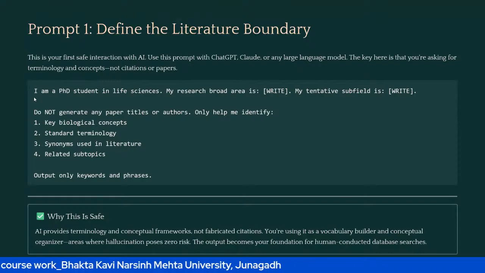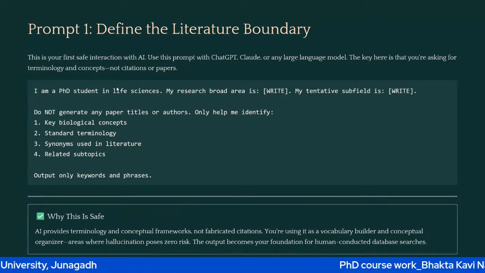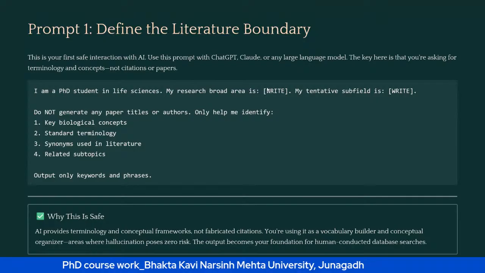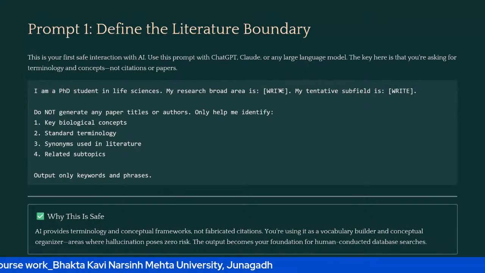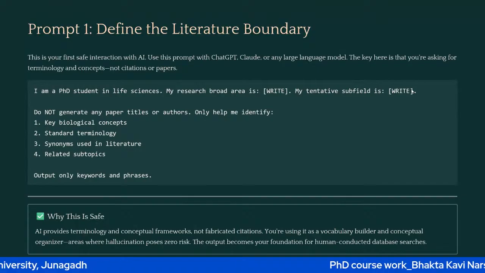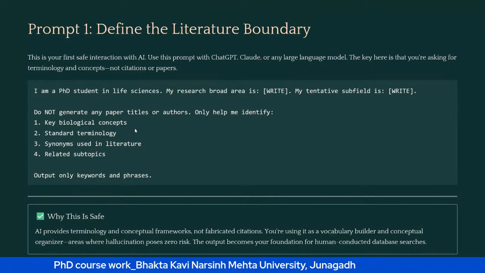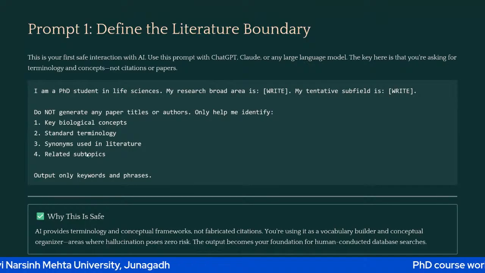What you write is, I am a PhD student of life science. You can change the field, chemical science, whatever it may be. This is the first thing, where you introduce to the AI what you are. Then, in brackets, you can write down my broader research area and my tentative subfield, which you can also write down as per your PhD topic. Then: do not generate any research paper, title, or author, only help me identify the key biological concepts, standard terminology, synonyms used in the literature, and related subtopics. Output should be only the keywords and phrases.